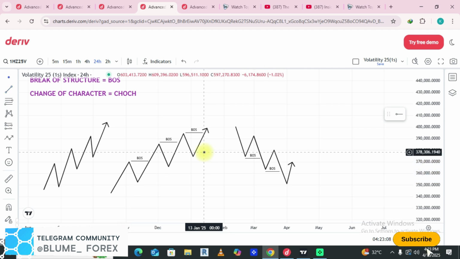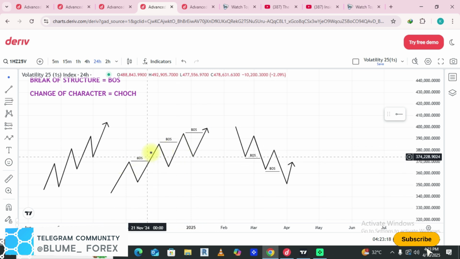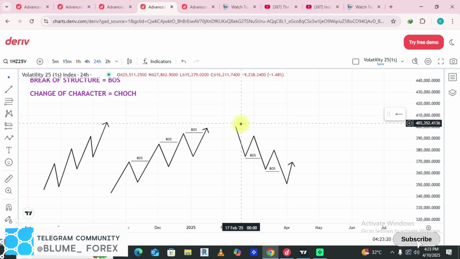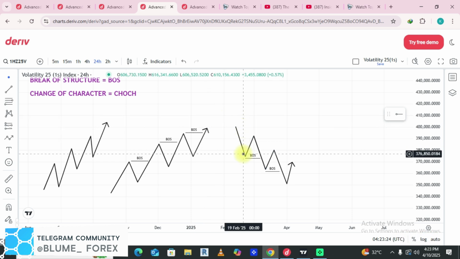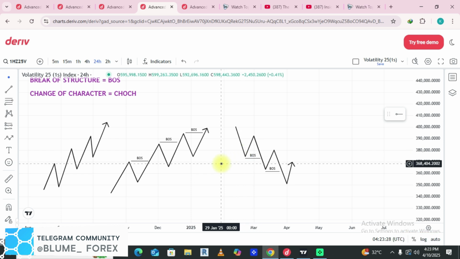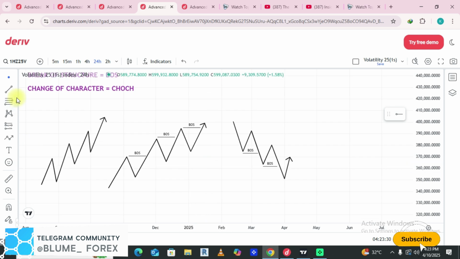It's very simple, right? So price breaks structure in its intended what? Direction. So in an uptrend market, we break structure to the upside. In a downtrend market, we break structure to the downside, right? So yeah, break of structure involves breaking structure in the market's required direction.